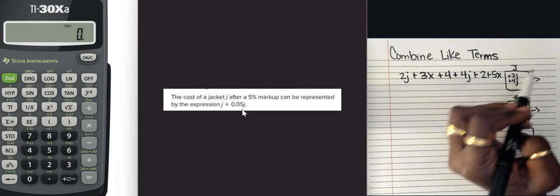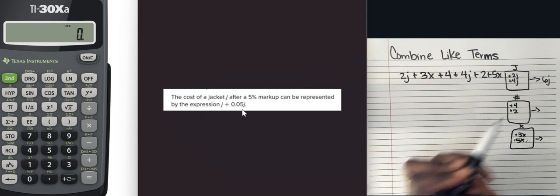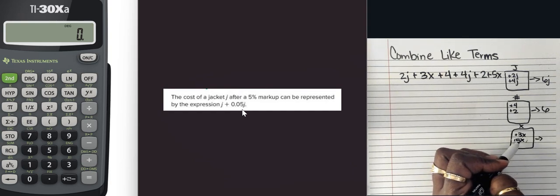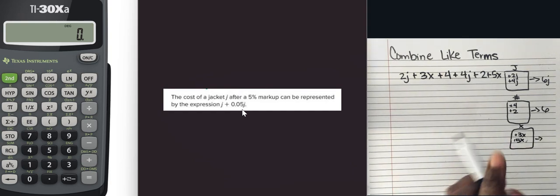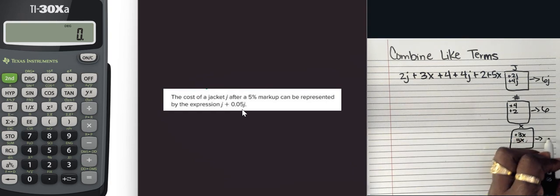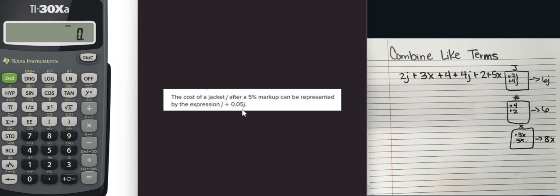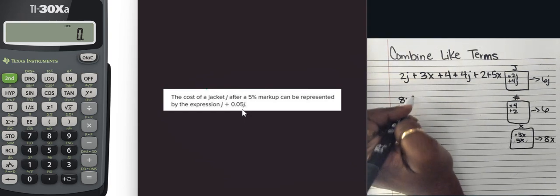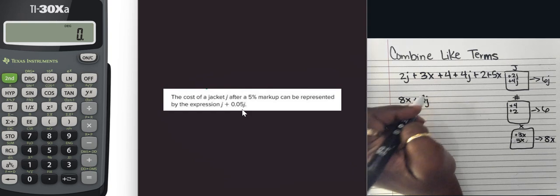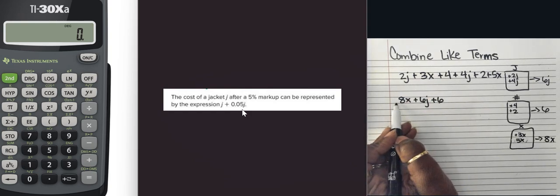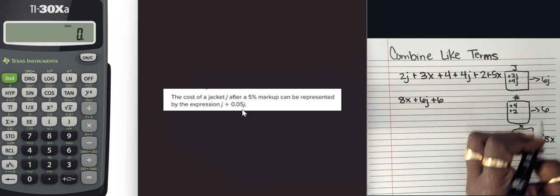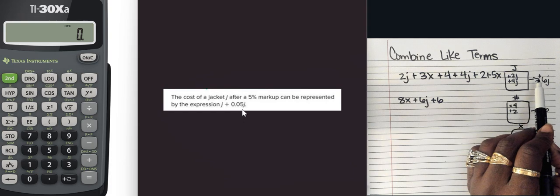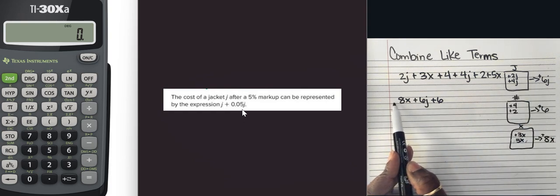So I have 2J plus 4J, which means that this would end up being 6J. And then I have a 4 plus a 2 here, which means that this is going to be a 6. And then I have a 3X plus a 5X, which means that this is, that's not 15, that's 5, which means that's going to be 8X. So if we were to simplify this, we would say 8X plus 6J plus 6. And where am I getting the plus? Because remember, these are positive values, and if we don't see a sign in front of it, we know that it's positive. So we don't see a sign in front of this 8, which means that it is positive.